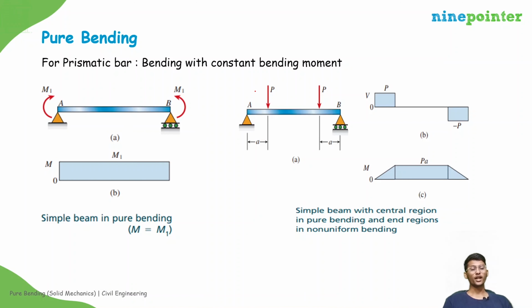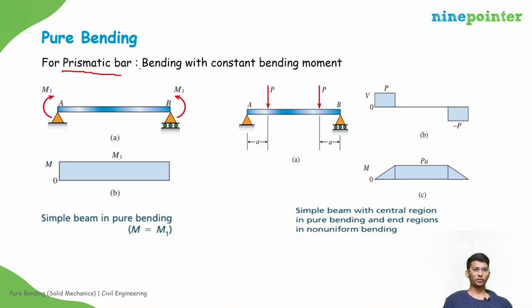So first we need to understand pure bending before understanding bending deformations due to non-uniform bending. We already know that in solid mechanics, we mostly consider prismatic bars, right? So what is a prismatic bar? A prismatic bar means the cross-sectional area remains the same across the length, right? So in a prismatic bar, pure bending means bending with constant bending moment.